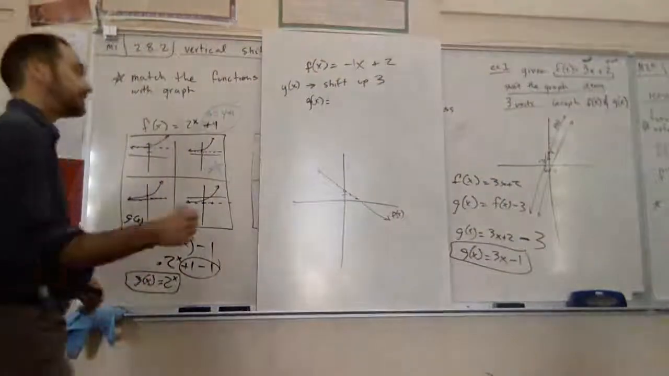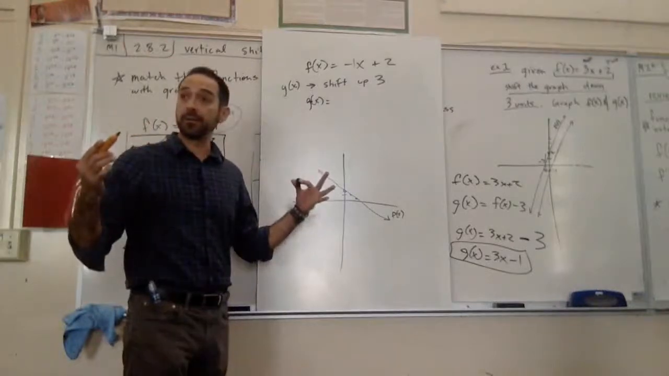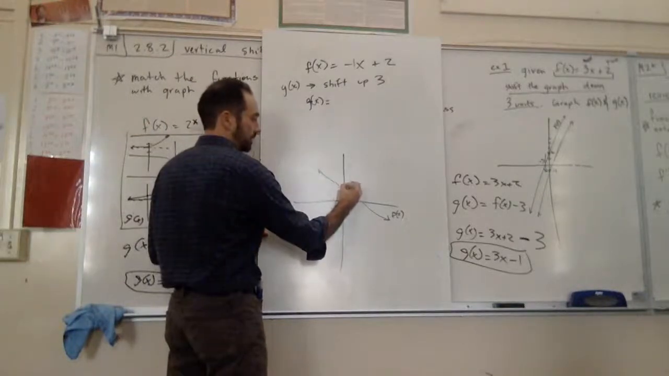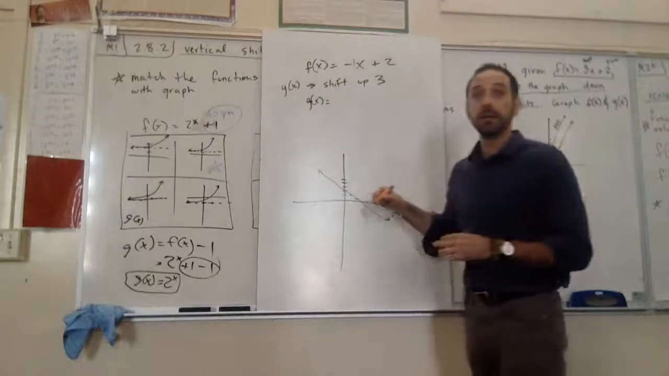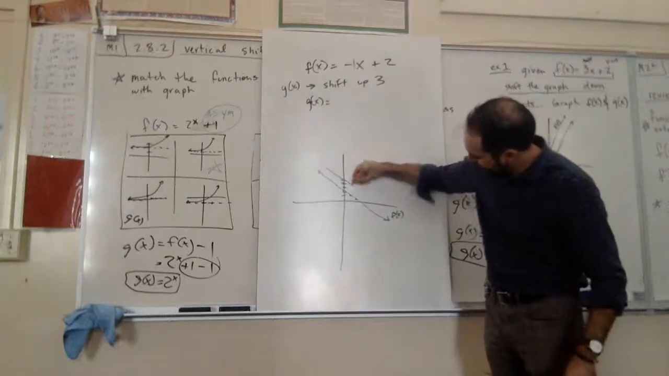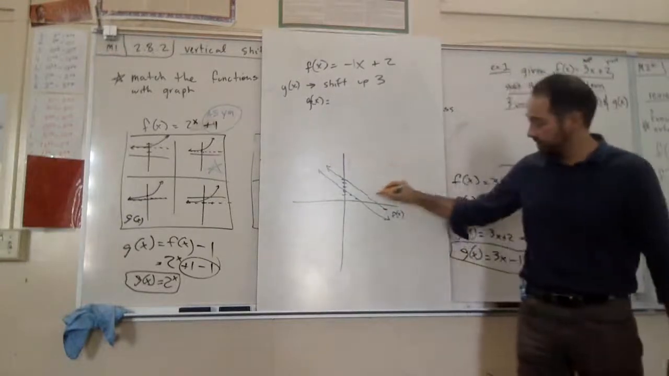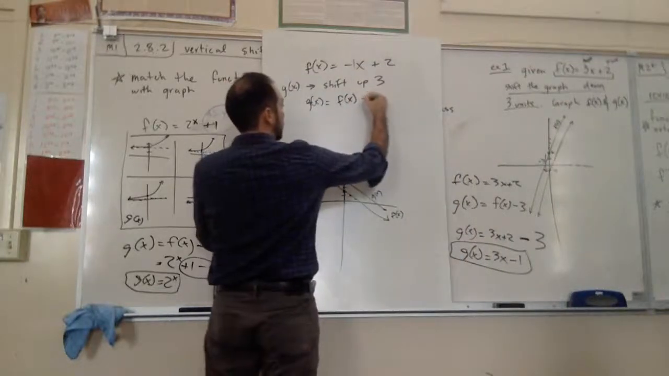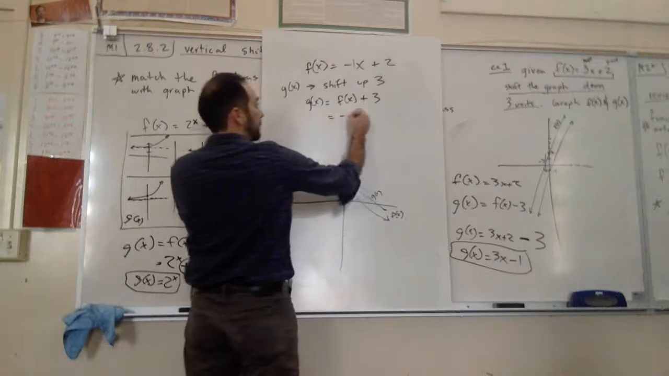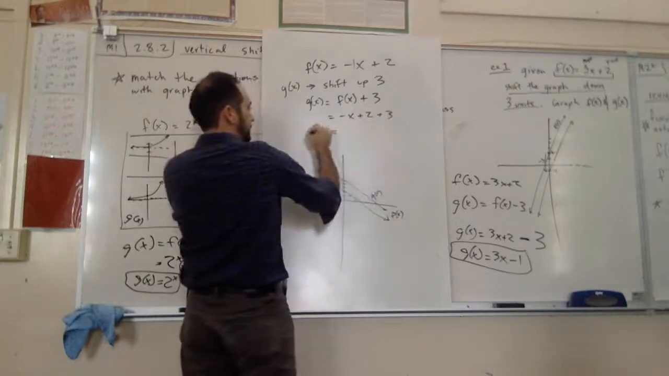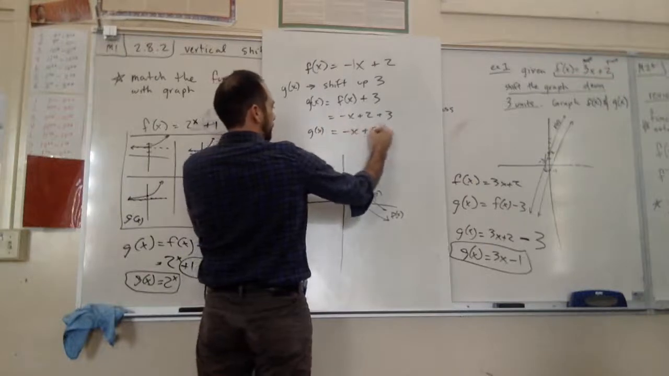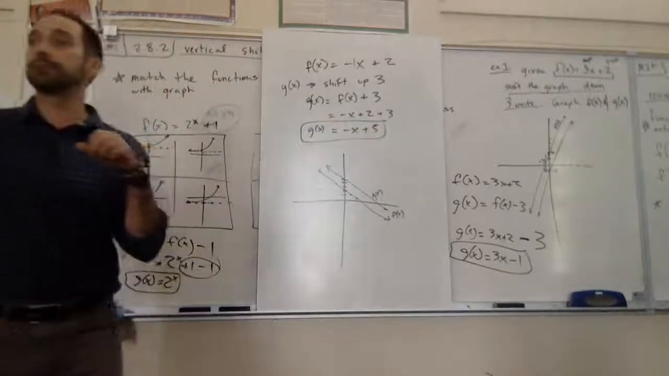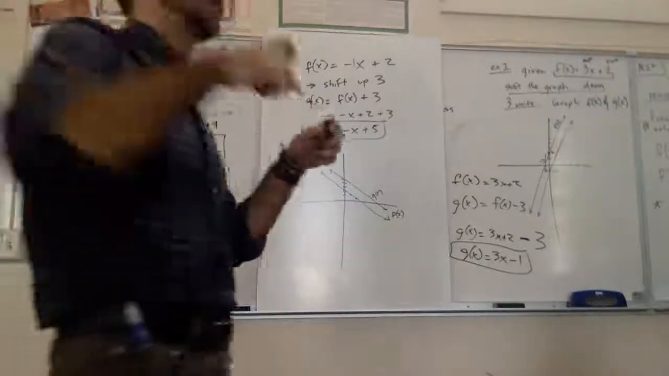Here we go. Shifted up 3. What am I going to do with my y-intercept? 2. Where's it going to be? 5. Right? That's our g of x. Now, what is the equation for g of x? I'm going to say it's f of x, what? Shifted up. What's our g of x going to be equal to? Thumbs up, sideways, down for this.